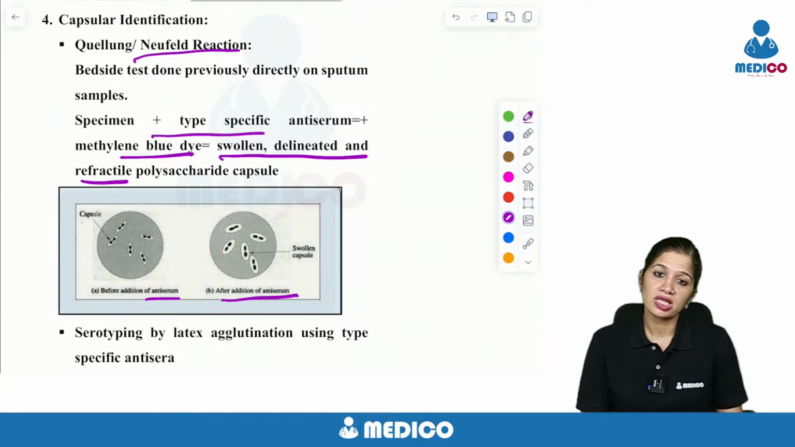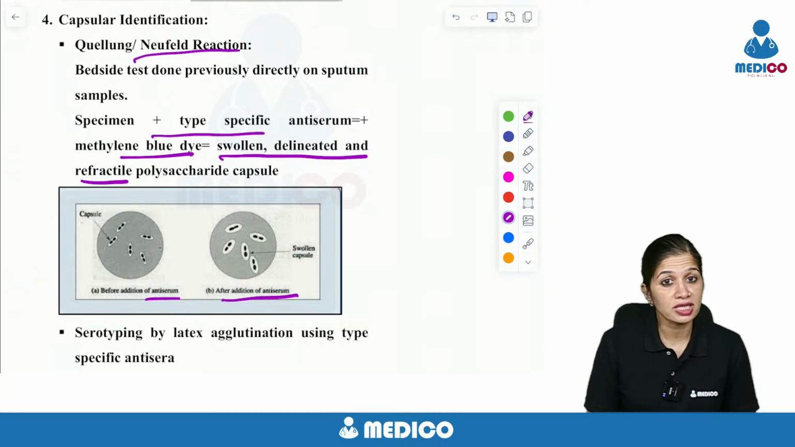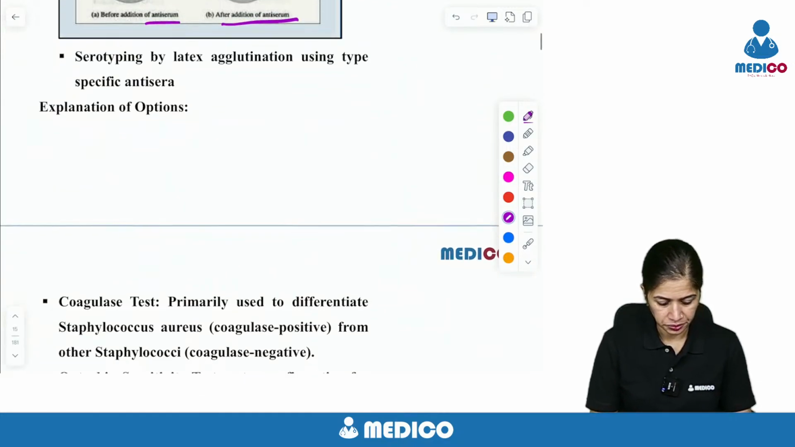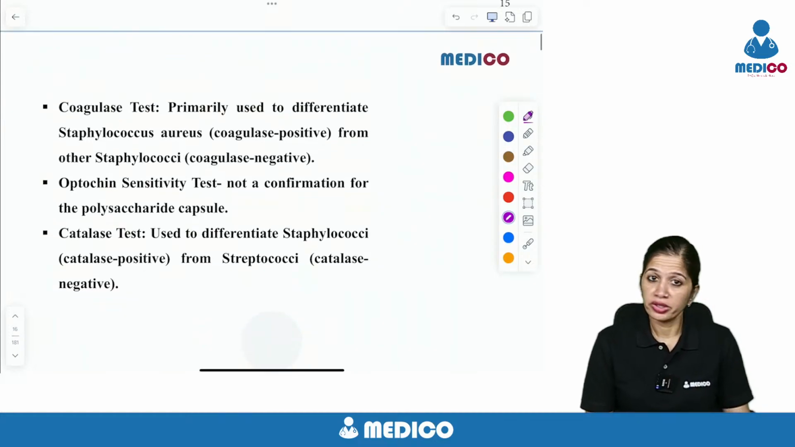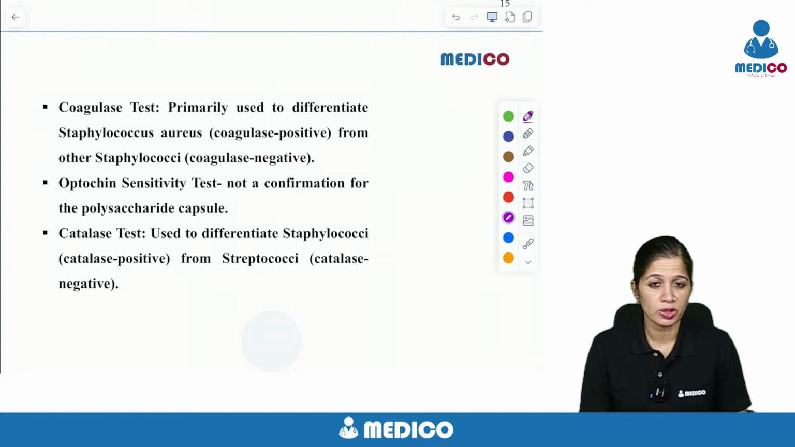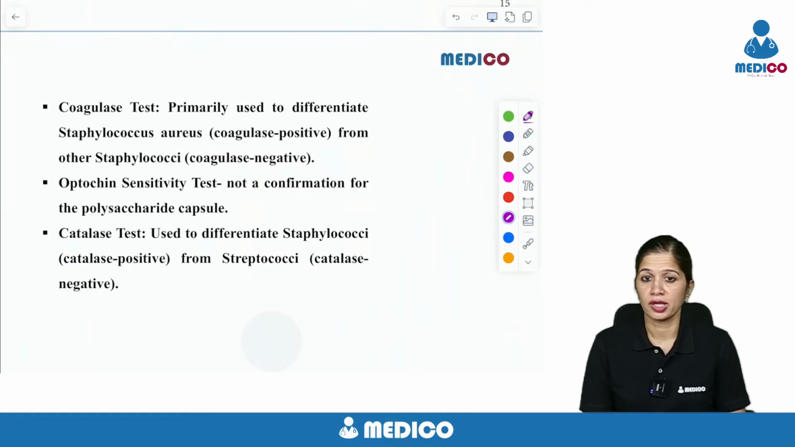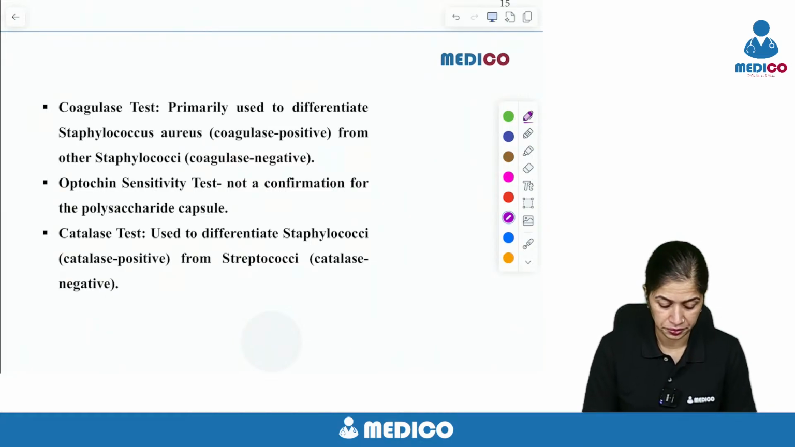This was previously done, but currently it's more of latex agglutination testing with the type-specific antisera to know the serotype, okay. So like we already discussed, the coagulase test is for staph, which is coagulase positive versus the coagulase negative staphylococci. Optochin is not a confirmation, and catalase is not going to tell you anything about the capsule.